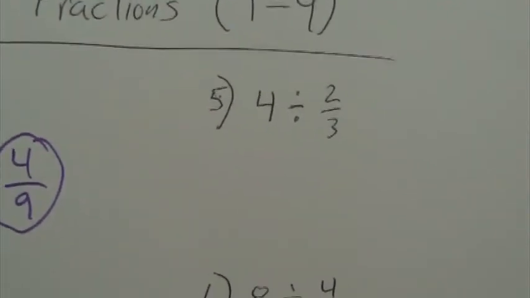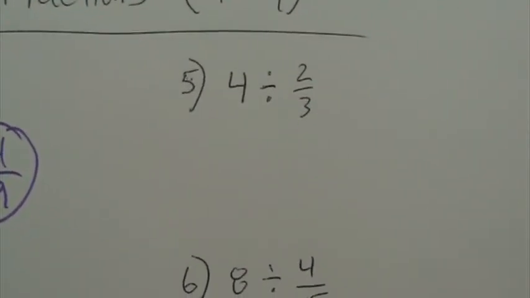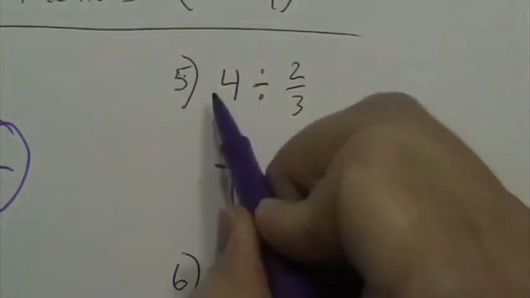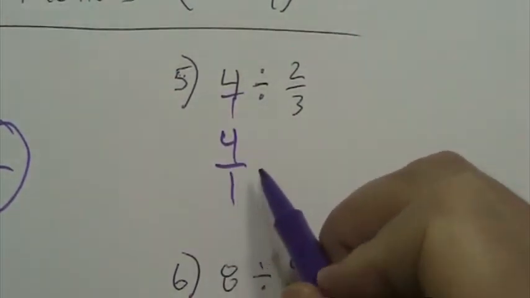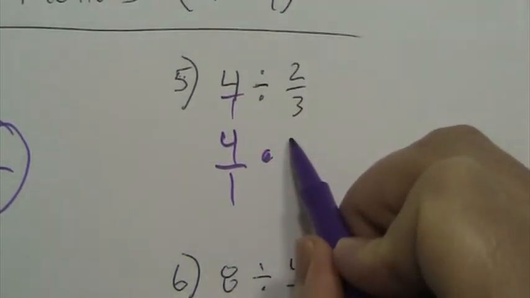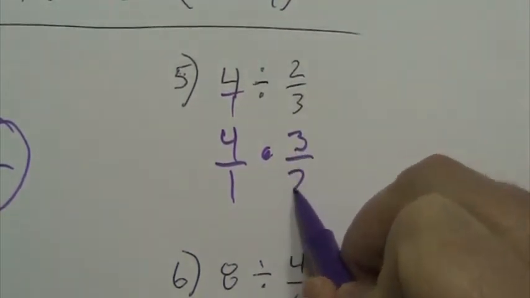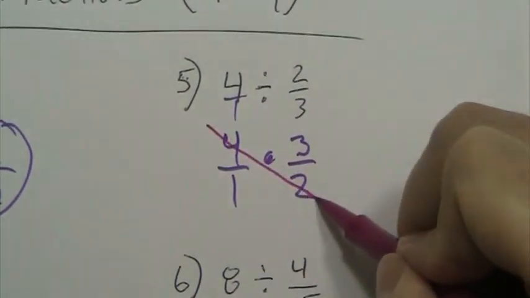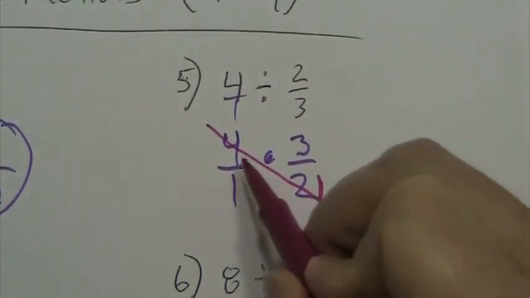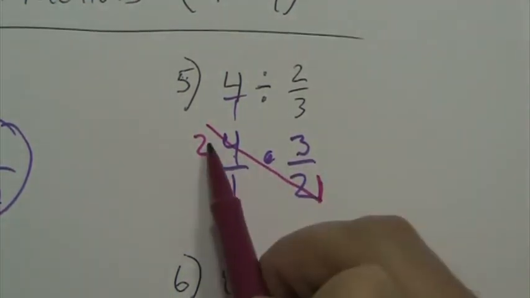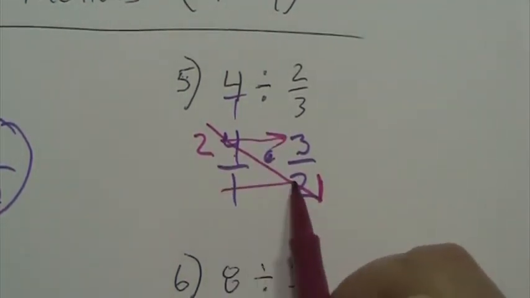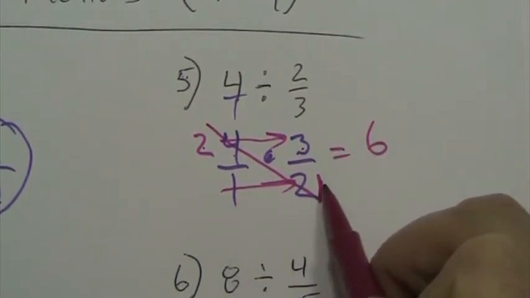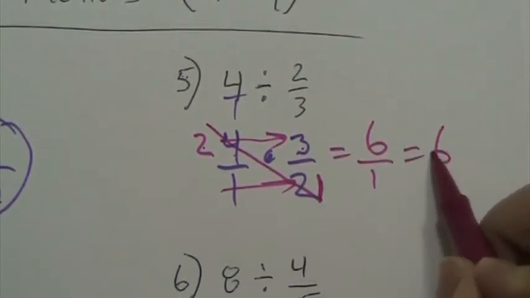Number 5. Okay, keep the first one. 4 over 1. You know, make it a fraction. Multiply reciprocal. Hopefully you can see that you can reduce the 2 and 4. 2 goes in there once. 2 goes in there twice. Now go straight across. 2 times 3. 1 times 1. So the answer is just 6.